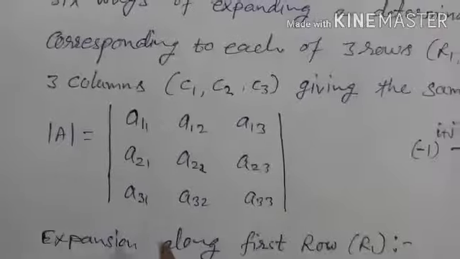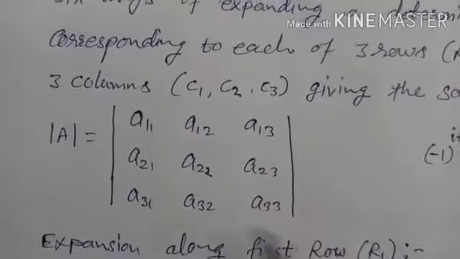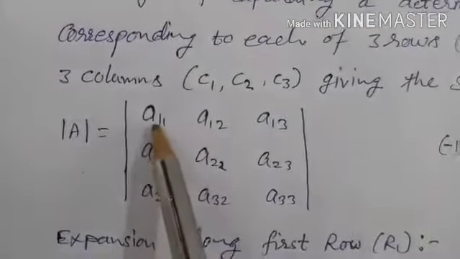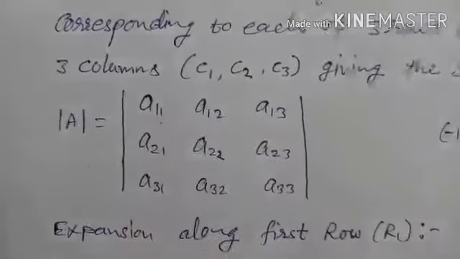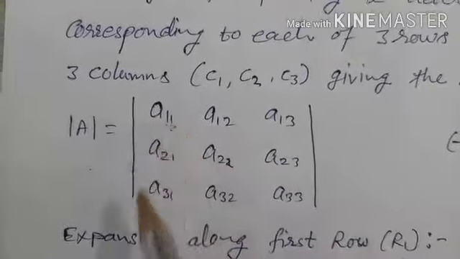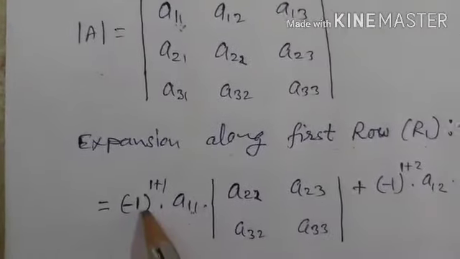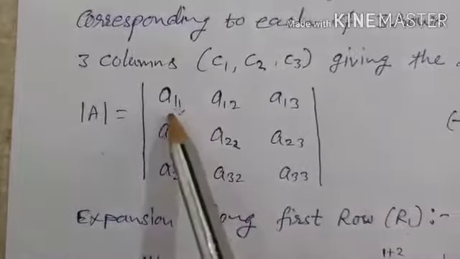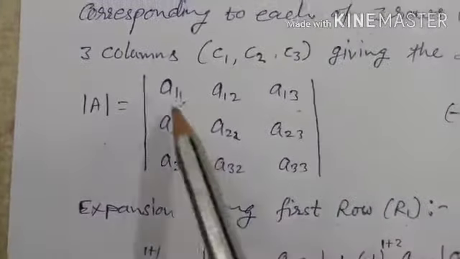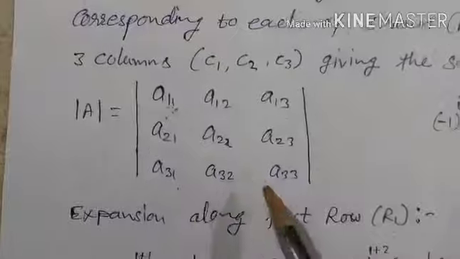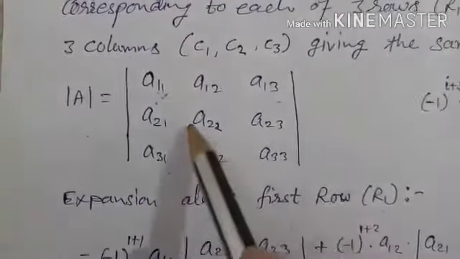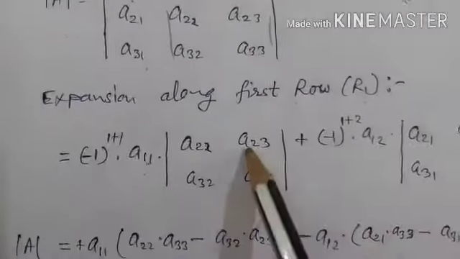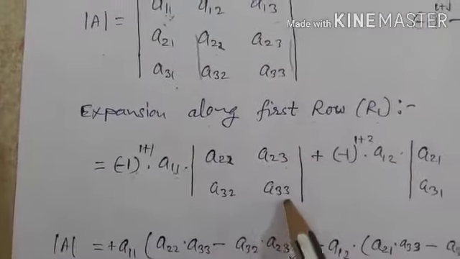Since here we expand this determinant along the first row, the first element is a11. 1 plus 1 is 2, so it is a plus sign. First write a11 with the plus sign. Now a11 lies in the first row and first column, so delete the first row and first column, and you will get only a 2 by 2 determinant. This is 2 by 2: a22, a23, a32 and a33.